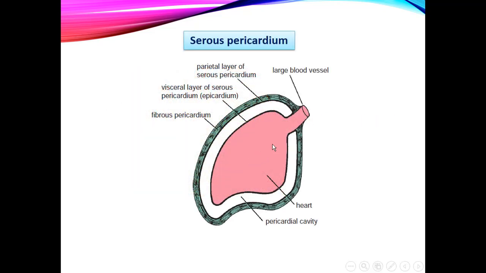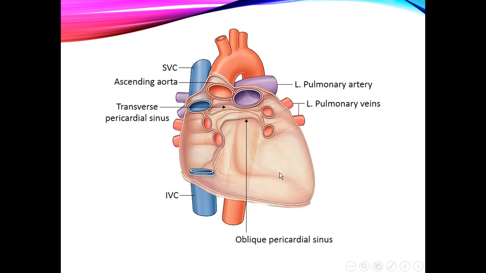As I said, the serous pericardium consists of two layers, including the visceral and parietal layers, and as you see, there is a space or a cavity between the two layers. This space or cavity is called the pericardial cavity, containing pericardial fluid. The pericardial cavity has two recesses or two sinuses.